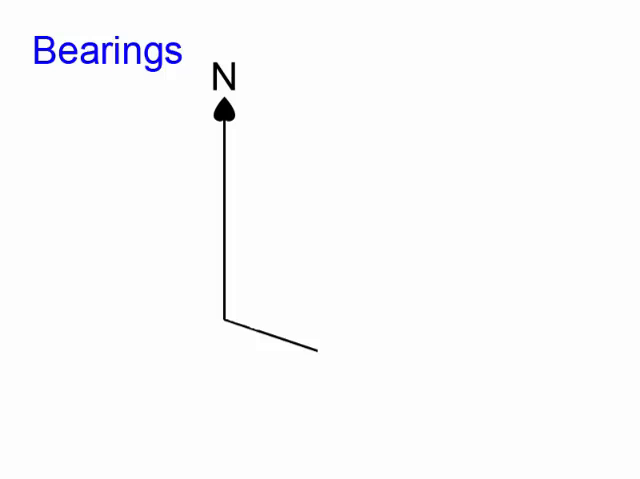Sometimes we will be asked to calculate what is known as a back bearing, and these back bearings require us to draw a second northern line parallel to the first northern line. And then we use the angle properties of parallel lines to calculate the bearings.